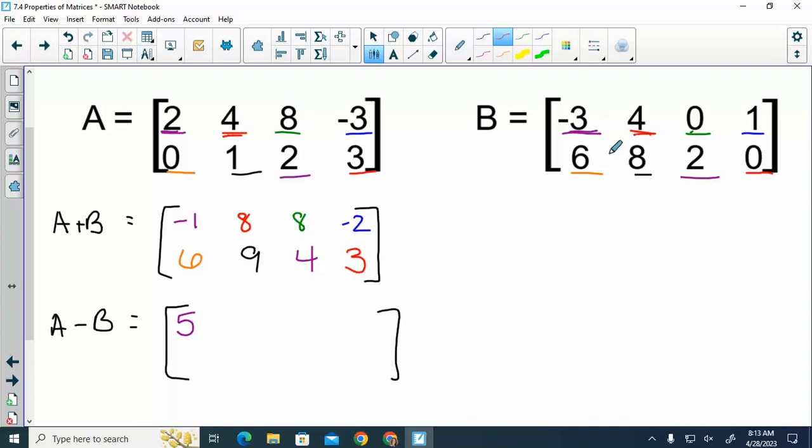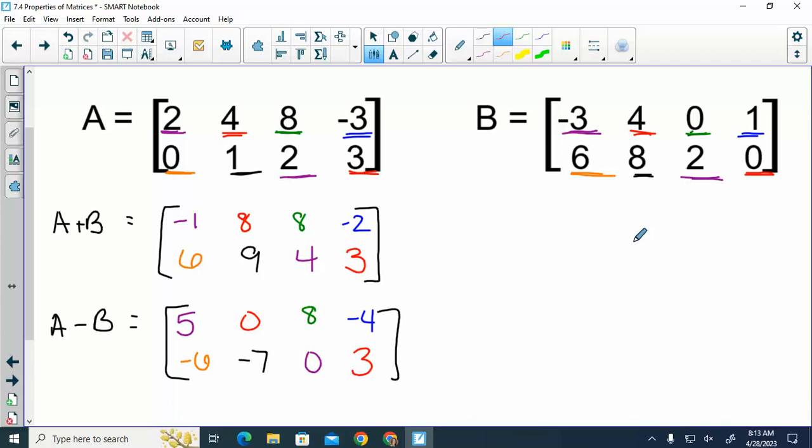4 minus 4. 8 minus 0. Negative 3 minus 1. 0 minus 6. 1 minus 8. 2 minus 2. And 3 minus 0.